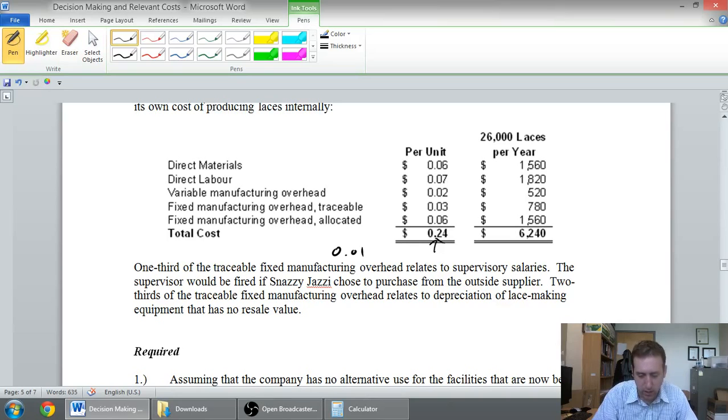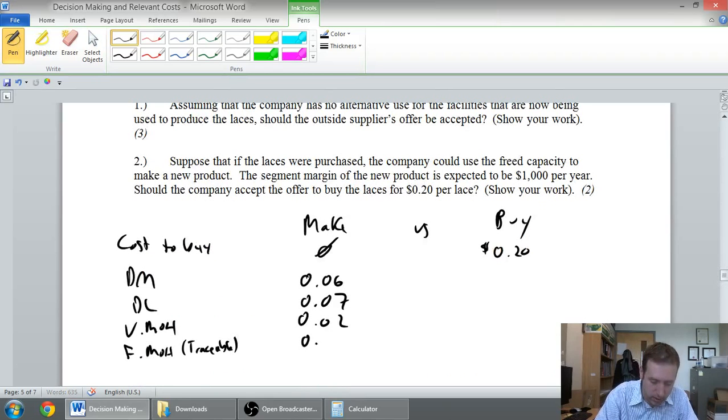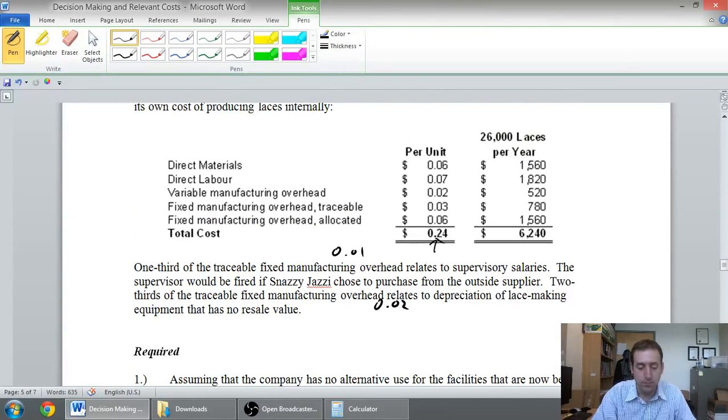Supervisor would be fired if Snazzy Jazzy chose an outside supplier. 2/3 of the traceable overhead relates to depreciation of lace making equipment and has no resale value. So 2 cents of that 3 cents is absolutely not relevant. 1 cent is. 1 cent means it's different between the alternatives. The guy either, you know, I pay him or I don't. 2/3 though, not relevant. So the 1 cent of this is relevant to my decision.